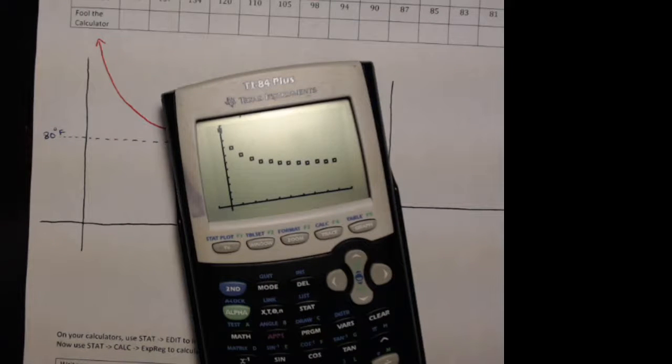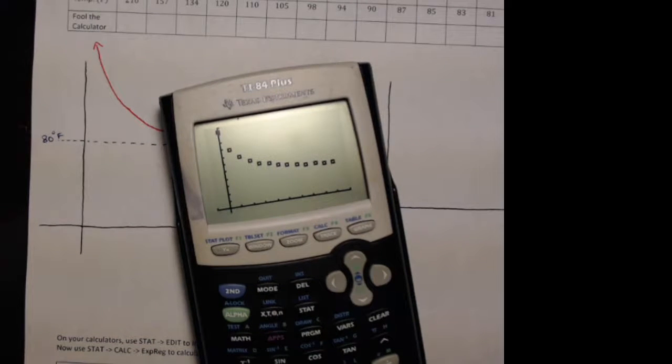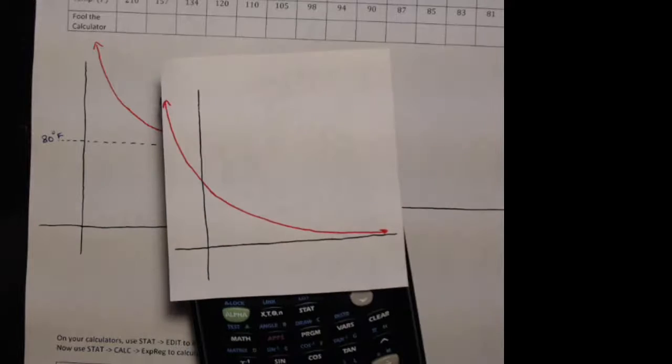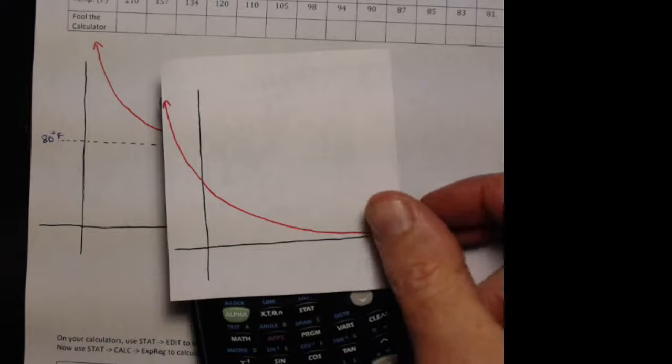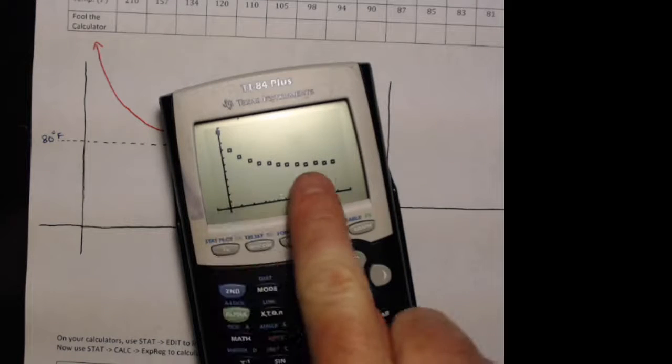Watch what happens. We've talked about this. Your calculator is, for lack of a better word, dumb. It does exactly what someone has told it to do. It does not think for itself. We are the ones that think for ourselves. So your calculator is told when it computes an exponential decay or an exponential growth, it's been told to use the horizontal asymptote as the x-axis. And that's not what's happening here.